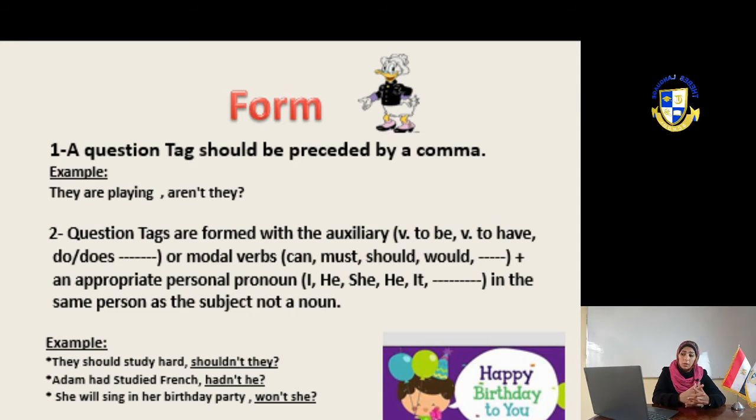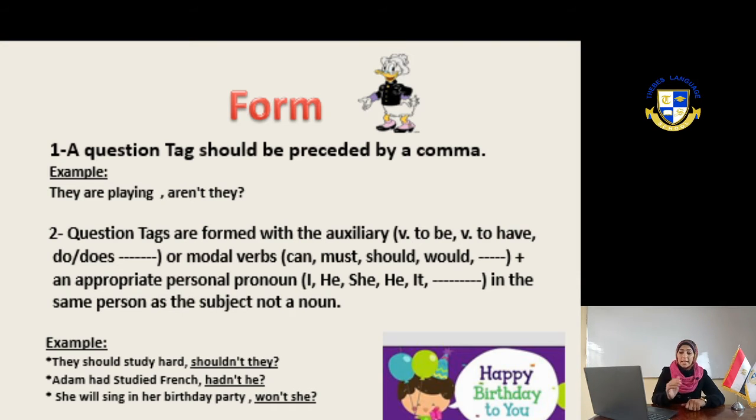Next, for example, if I give you an example as Lily is a pretty girl. So I will say in the question tag, isn't she? I'm not going to say is Lily, isn't Lily. No, I don't write the names. I give the pronoun of the name. So Lily is a pretty girl, isn't she?